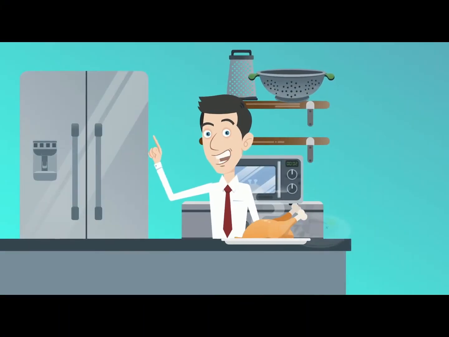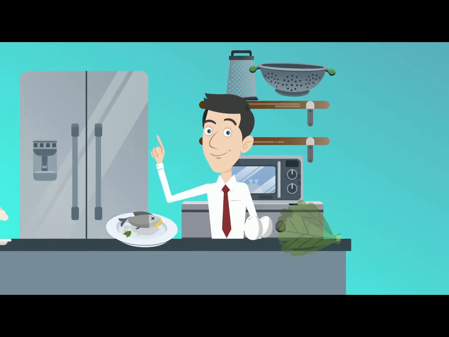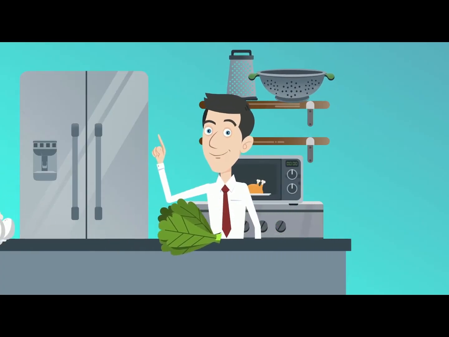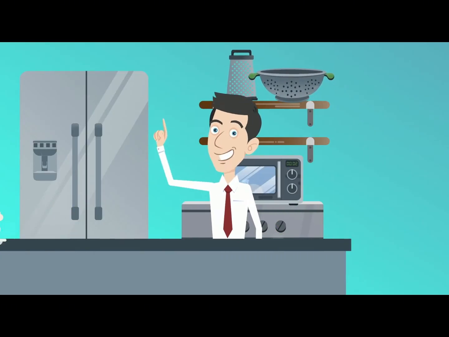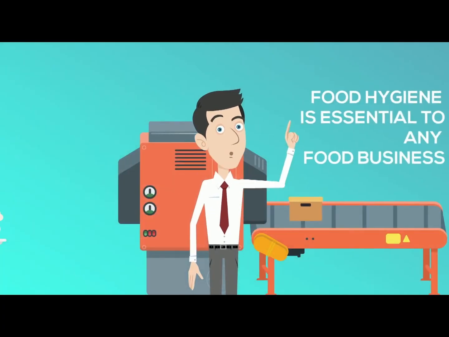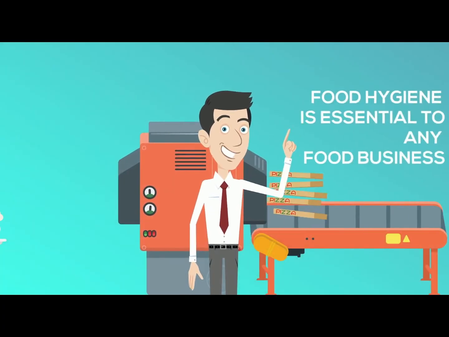Cross-contamination is a major cause of food poisoning and can transfer bacteria from one food to another, usually raw foods to ready-to-eat foods. Good food hygiene is therefore essential for food factories to make and sell food that is safe to eat.